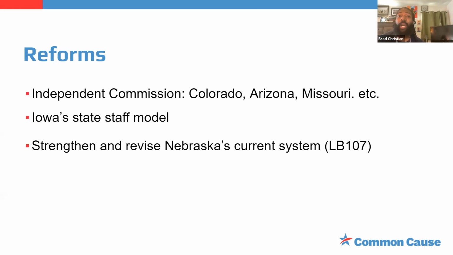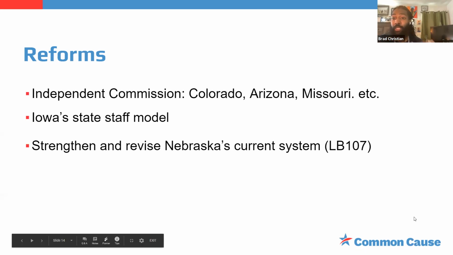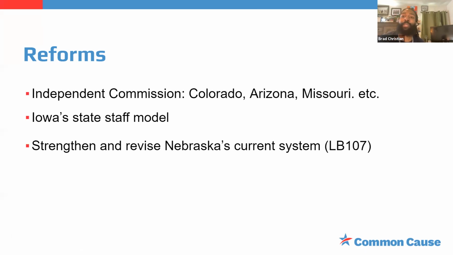And then with the Iowa state staff model, from what I've heard, it's incredible the way Iowa does it. People love their system. I've also heard it would be really hard to replicate because they moved to that system before redistricting became as partisan as it is now. It's always had a partisan role, but they moved to that system at a time where it wasn't as divided as we are now. So those are two drawbacks I always see.